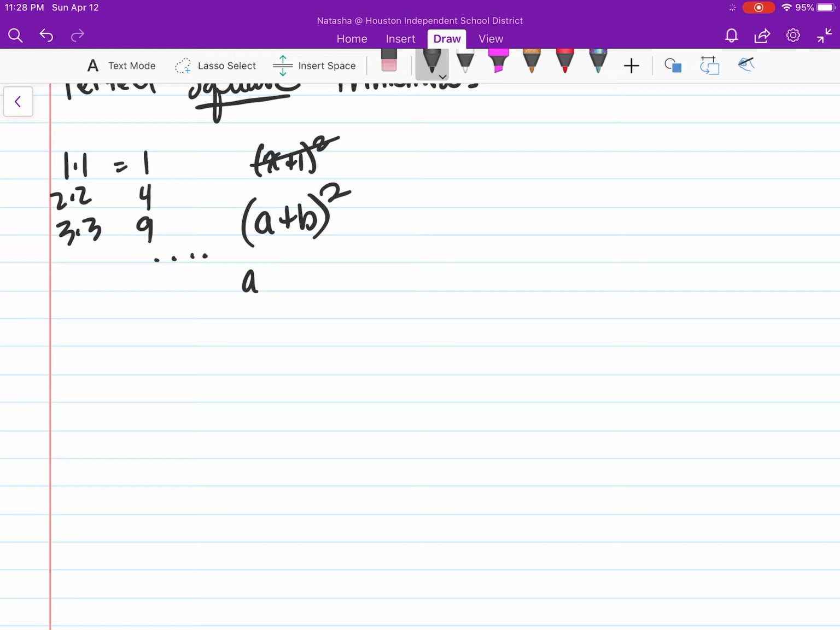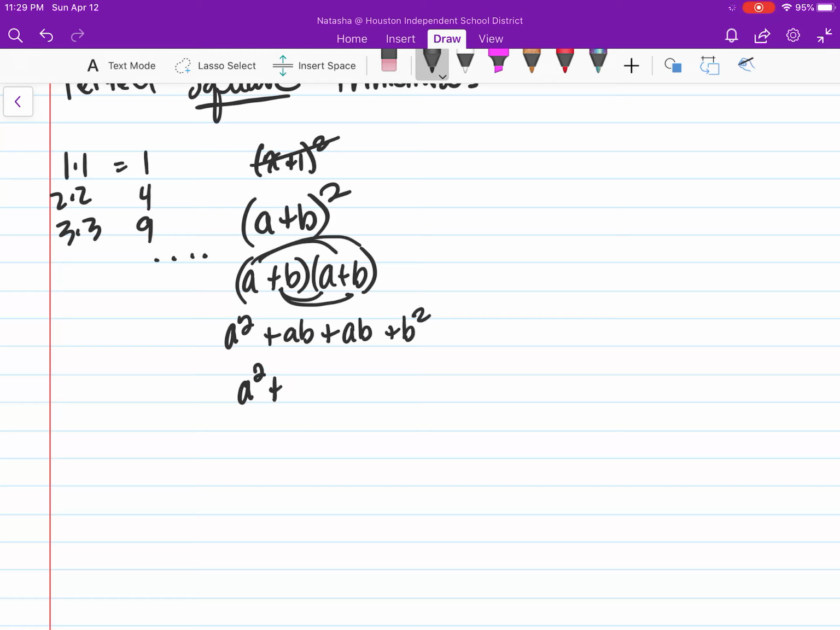All right, so if I take that and I FOIL that out, that's going to give me a plus b times a plus b. Well, if I FOIL that, that's going to give me a times a, which is a squared. And a times b is going to give me plus ab. And then we have b times a, which is going to give me another ab. And then b times b, which is going to give me plus b squared. Now note, how many ab's do I have here? I have 2 of them. So that's going to give me a squared plus 2ab plus b squared.